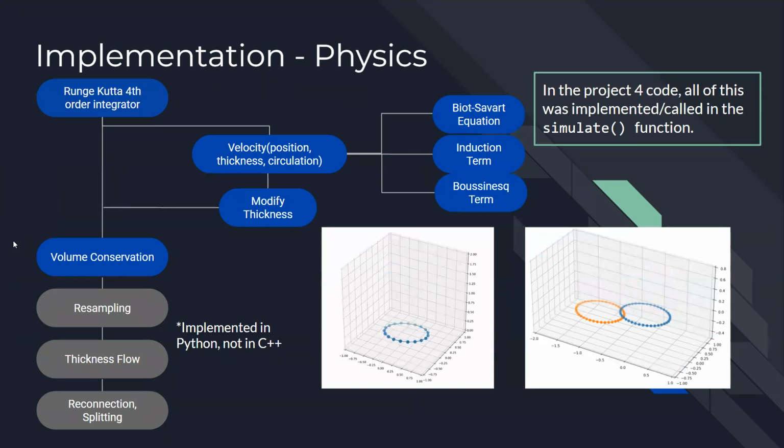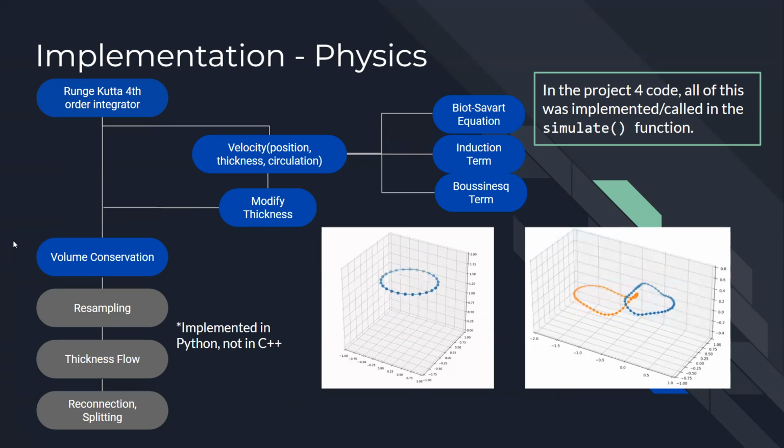For the simulation, we look to understand and implement the physics in Python, referencing the physics described in the paper and their Houdini code. Here is the physics pipeline to simulate the bubble ring. In the Project 4 code, the simulation logic is all contained within the simulate function. We successfully implemented everything here in blue in C++ to combine with the rendering.